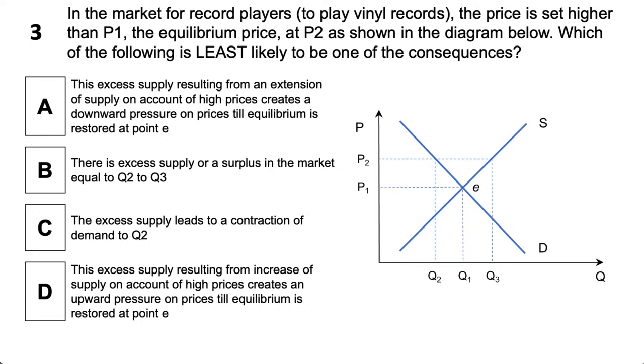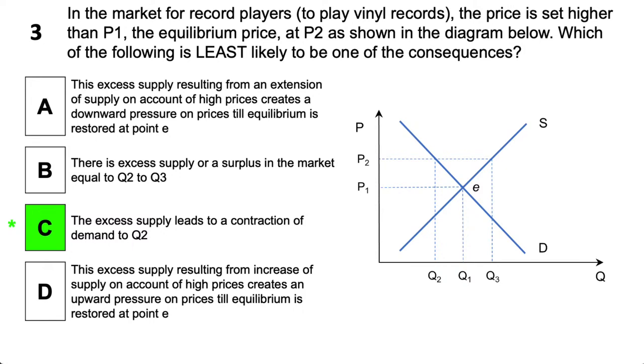Okay, a couple of people saying A. We've got a mix of opinions here. Let's go through the answers, please. Correct answer is C. If you set the price too high, there's an excess supply leading to a contraction of demand. Oh, sorry. The right answer here, in fact, should be A. There might have been a little error on this question, actually. The excess supply from extension of supply creates a downward pressure on price. Oh, no, sorry. That's right. Big problem. Sorry.